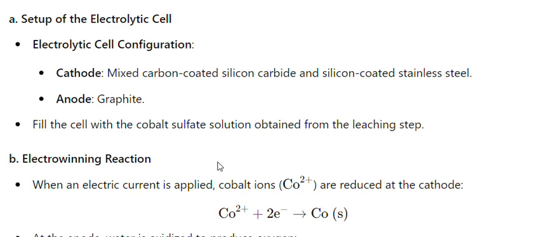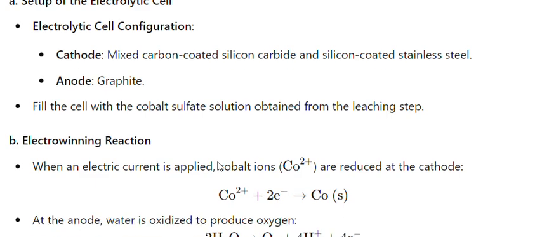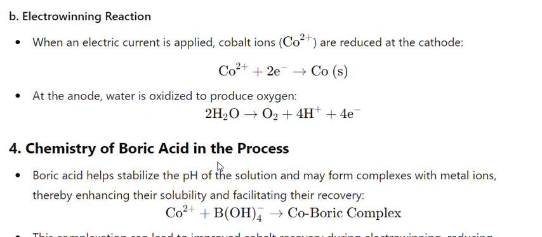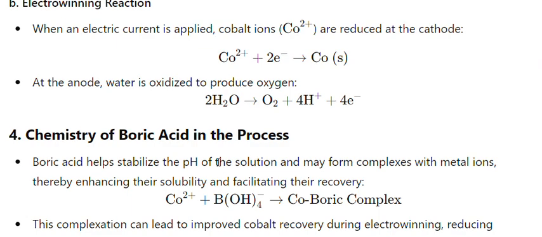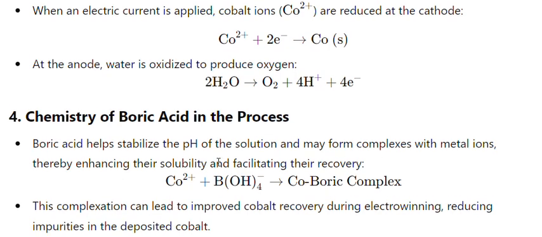B. Electrowinning reaction. When an electric current is applied, cobalt ions, Co2+, are reduced at the cathode: Co2+ plus 2e- right arrow Co. At the anode, water is oxidized to produce oxygen: 2H2O, right arrow O2 plus 4H+ plus 4e-.